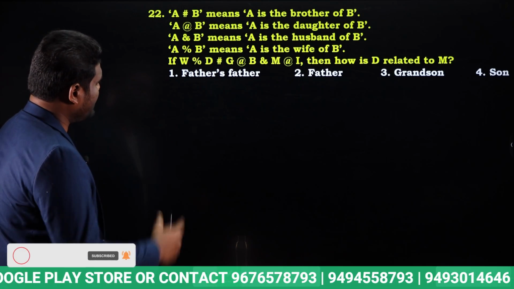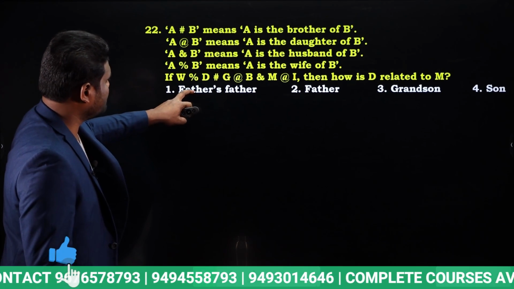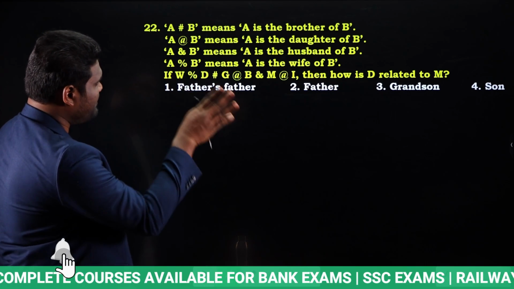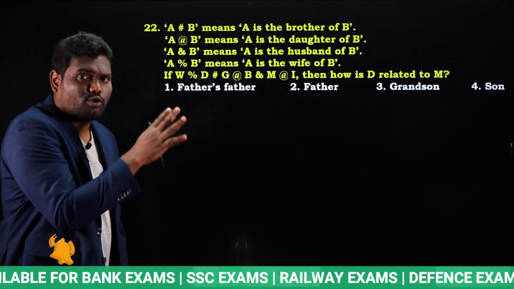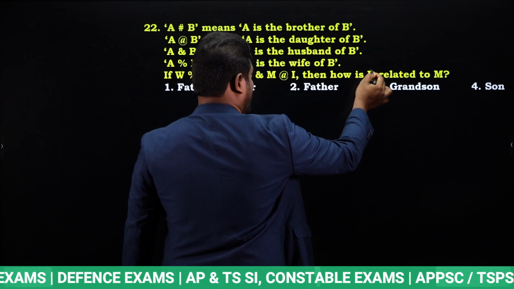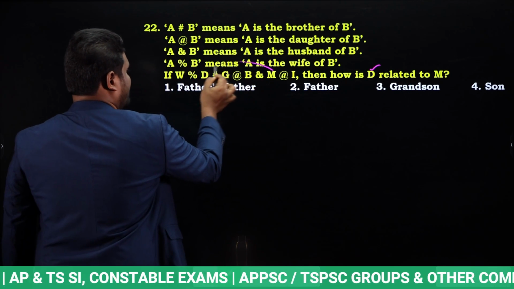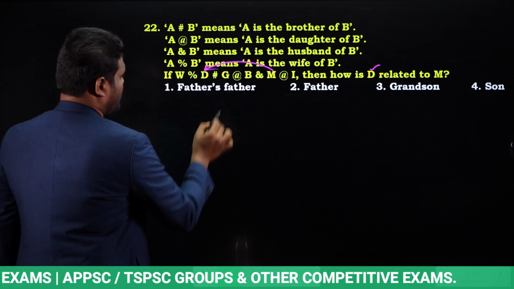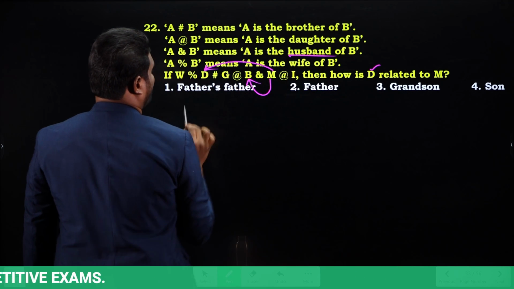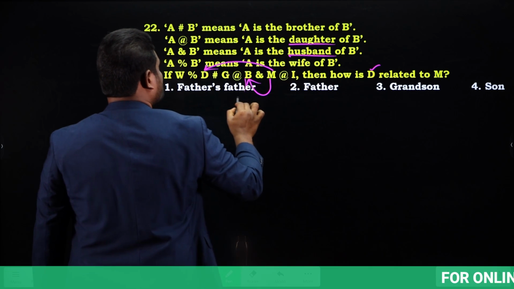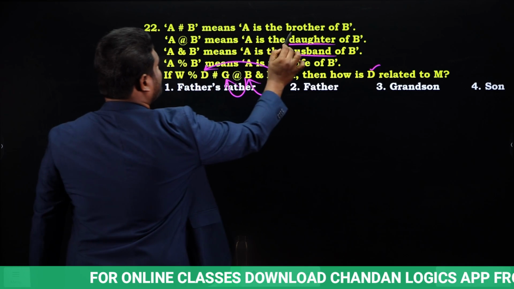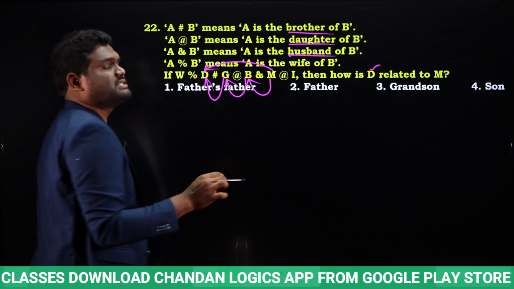Next one. This question is based on blood relation. Okay. Look at the question. A hash B means A is the brother of B. A at the rate B means A is the daughter of B. So, you know how to solve these types of questions. I just shared a shortcut with you. The question is asking how is D related to M. Let us look at that. And means husband. B is the husband of M. At the rate means daughter. Husband's daughter. Husband's daughter is nothing but daughter. Now, daughter's brother. Daughter's brother is nothing but son.